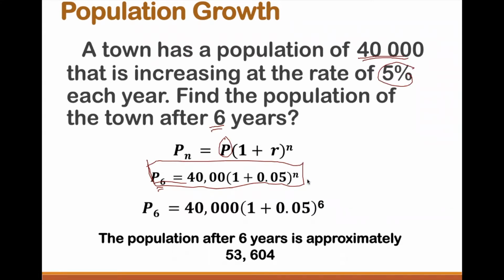After you substitute everything in the formula, all you have to do is solve. Using your calculator, simply input 40,000 times 1 plus 0.05 raised to 6. So you will get 53,604.